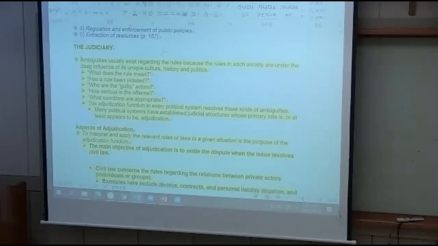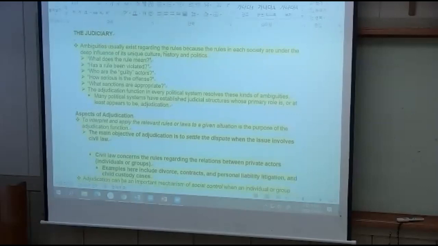This author, James Danziger, highlights that ambiguities usually exist regarding the rules because the rules in each society are under the deep influence of human culture, history, and politics. So what exactly does the rule mean that exists either in the Constitution or in a law? How has a rule been violated? Who are the guilty actors in violating the rule? How serious is the offense? What sanctions or punishments are appropriate? The adjudication function in every political system resolves these kinds of ambiguities. So yes, that's an important point to make right now, that the judicial branch is a political branch of government.